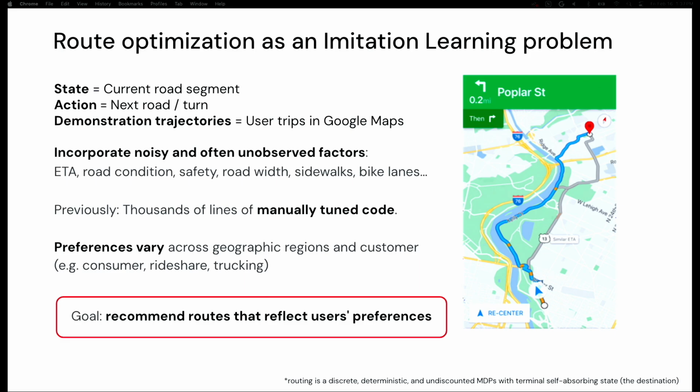So this MDP is undiscounted. It has an infinite horizon. And then the destination state is a self-absorbing zero-reward terminal state. This is what you're trying to actually reach when you're making a navigation request. This is actually kind of similar to the language modeling setup in some ways, where you have an end-of-sentence token, and that's analogous to the destination.